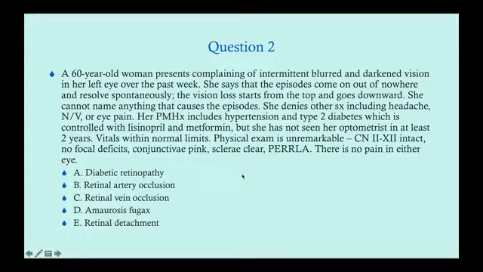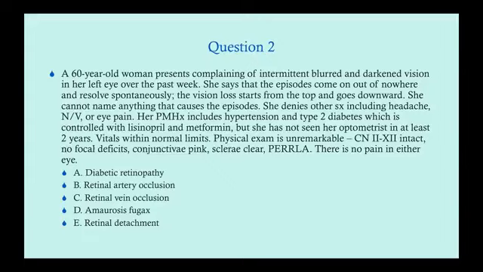Vitals are within normal limits. Physical exam is unremarkable. Cranial nerves 2 through 12 are intact. No focal deficits. Conjunctiva pink. Sclera clear. Pupils are equally reactive and responsive to light and accommodation. There is no pain in either eye. What's the most likely cause of this patient's symptoms? A, diabetic retinopathy. B, retinal artery occlusion. C, retinal vein occlusion. D, amaurosis fugax. Or E, retinal detachment.